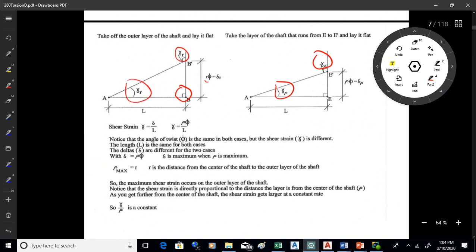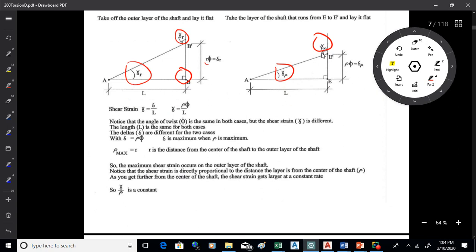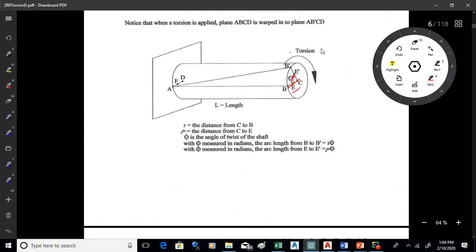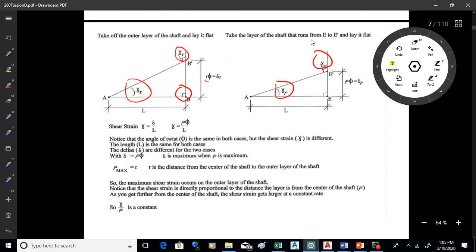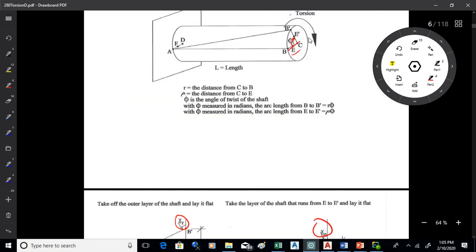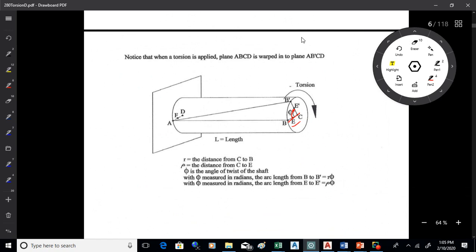So what we notice here is a couple of things. The first thing is that the arc distance increases as you get further and further out of the shaft. So the arc distance from B to B prime is larger than the arc distance from E to E prime. Okay, they're different distances. The further out from the shaft you go, the bigger they become. Also notice for that same twist angle, because those distances are r phi and rho phi, it's the same phi, you get more shear strain as you work your way out from the center of the shaft. So this strain, and also the stress, is maximized on the outer layer of the shaft. Okay.